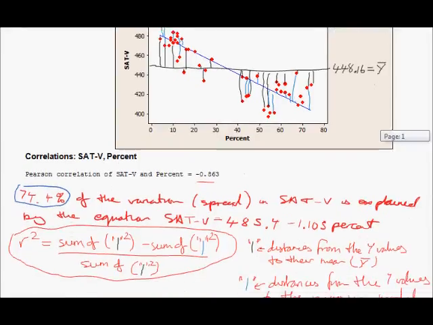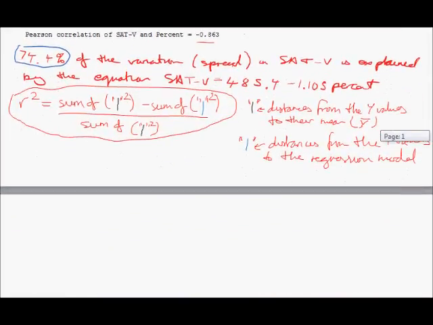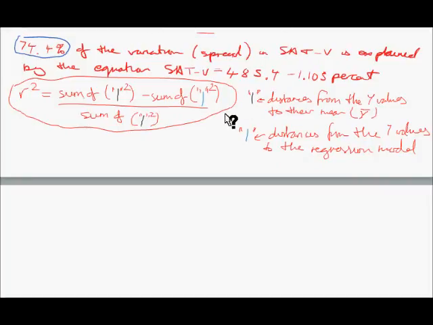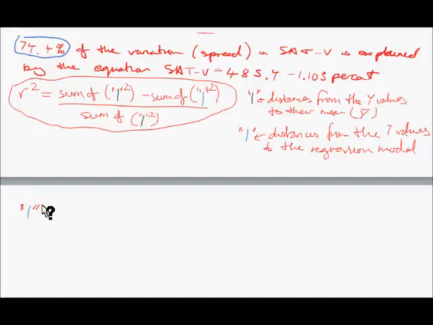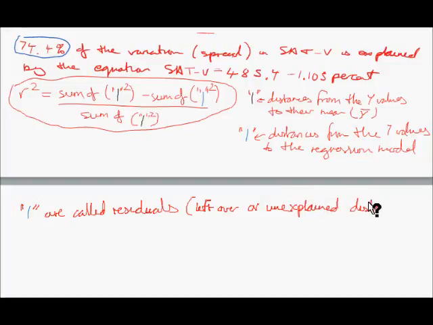Some other things to hopefully make more sense out of this. The blue lines are called residuals. We'll use them later on. They're the leftover or unexplained distances, right? Those things we haven't explained.